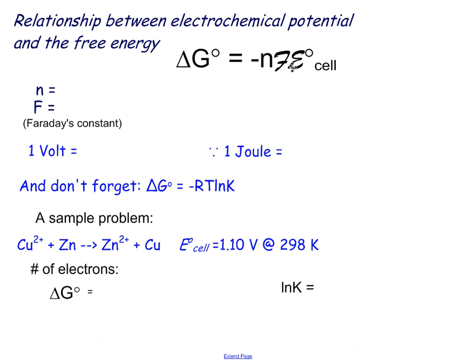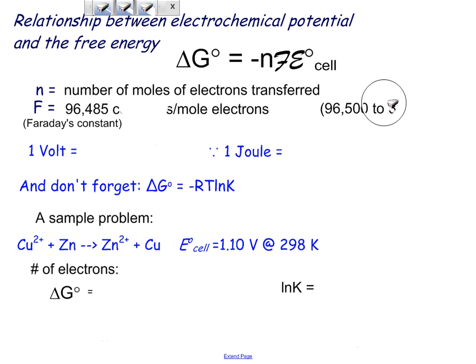First, we need to know what N and F stand for. N is the number of moles of electrons transferred, and F is Faraday's constant. To the nearest whole number, it's 96,485 coulombs, which is a measure of charge per mole of electrons. So here it tells me my moles of electrons transferred times the amount of charge per mole. That gives me my charge. And my charge times my volts gives me my delta G.